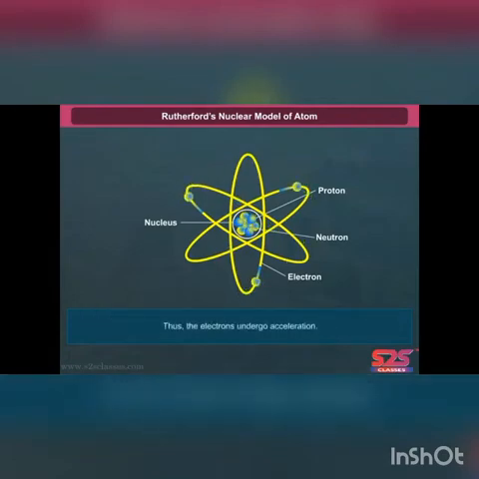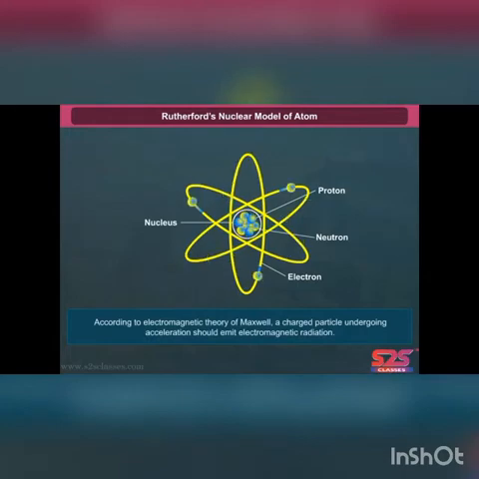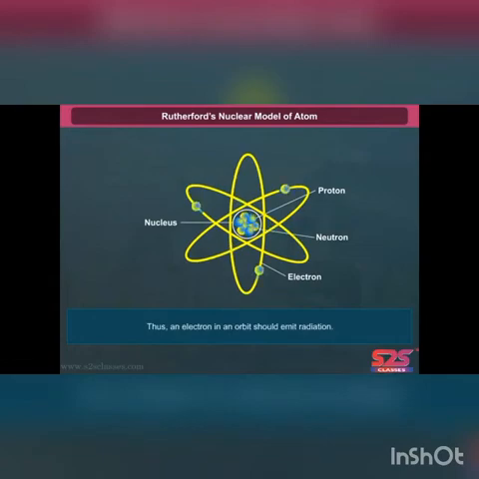Thus, the electrons undergo acceleration. According to the electromagnetic theory of Maxwell, a charged particle undergoing acceleration should emit electromagnetic radiation. Thus, an electron in an orbit should emit radiation. Thus, the orbit should shrink, but this does not happen.